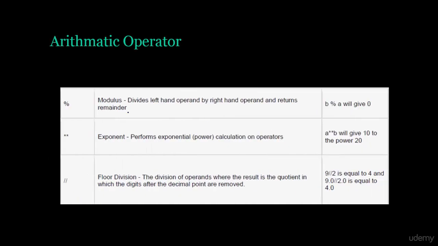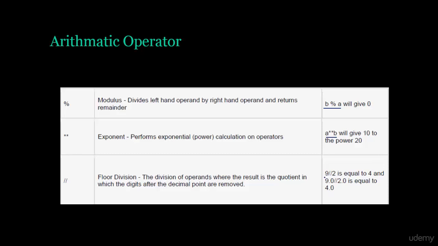And this is modulus. This will divide the left hand operand by the right hand operand and return the remainder. This will give us the remainder of the operation B modulus A. Exponent. This performs exponential or power calculations on operators, like A power B. Floor division. This is division of operands where the result is the quotient in which the digits after the decimal point are removed. This will remove the digits after the decimal point, like this.